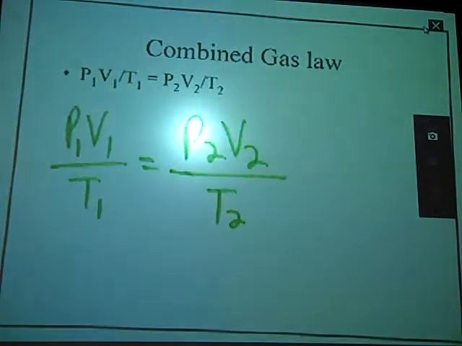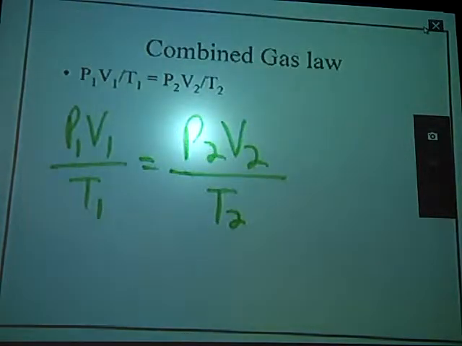But again, this is for situations in which we have a changing scenario. So, a beginning and an end, something changes. Pressure and volume units do not matter so long as they are consistent. Temperature, however, must always be in Kelvin.